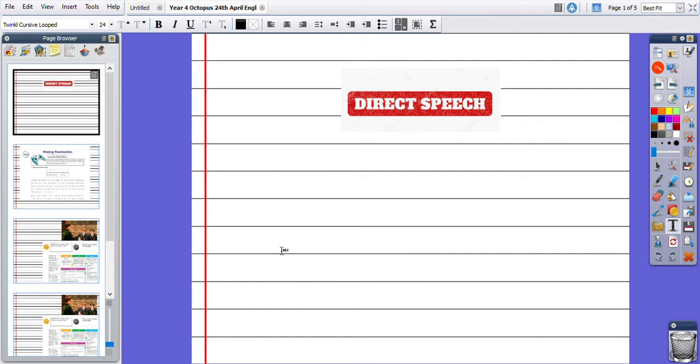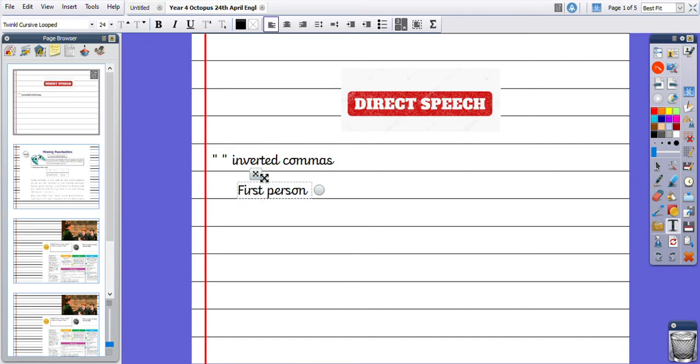So a quick revision of what we already know about direct speech. We know it needs to have inverted commas around it. So we like to call these our 66 and 99. We also know that it needs to be written in the first person because somebody is speaking directly. So it's always in the first person.